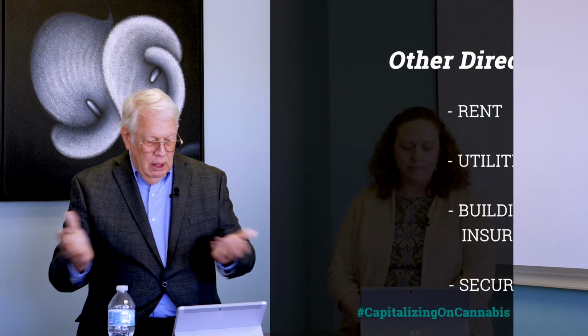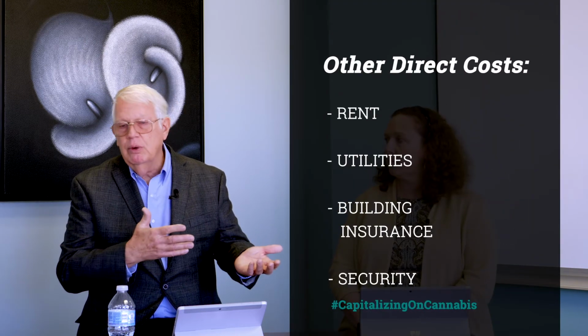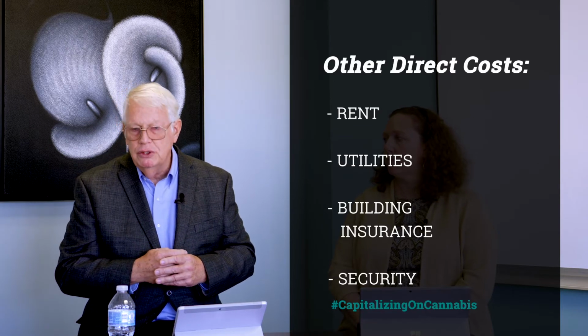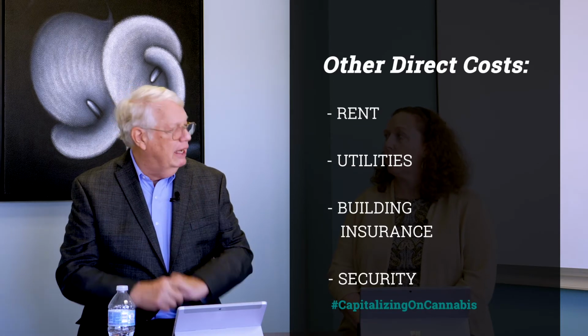Got it. That makes sense. And the third area, again, is similar to what we had on the growing side, which is the rent, utilities, business insurance, and so forth, which are going to be good tax deductible items.